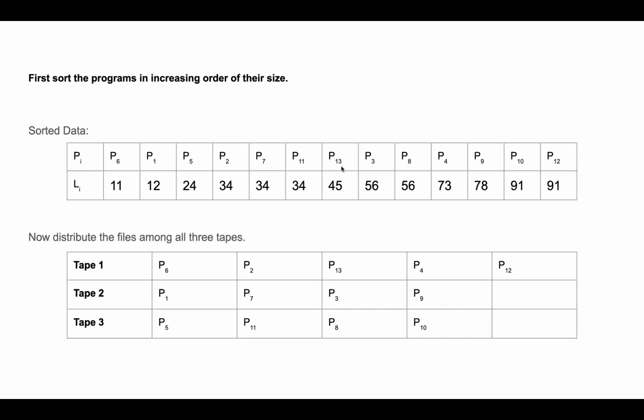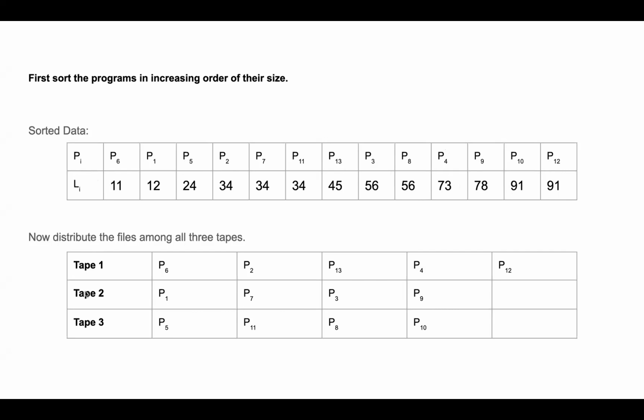Then 56, P3, 56 is also two times, so P3 and P8. Then P4 73, P9 78, P10 91 and P12 91. Here we have sorted the data, smallest at the first place and largest at the last place. And now distribute the files among three tapes.